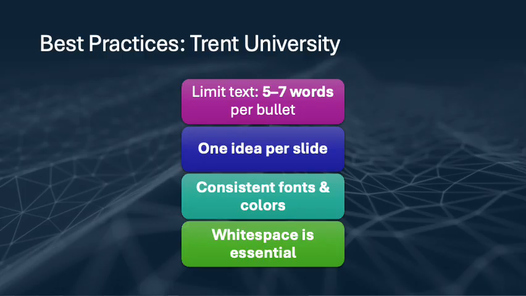Best practices. Trent University's academic communication guidelines give us 4 clean rules that apply directly to your major assignment 4 presentation. Limit text to 5 to 7 words per bullet point. That's a tight constraint, but it forces you to distill each point to its essence and trust your narration to do the explaining. 1 idea per slide. This is perhaps the single most important rule in this whole presentation. If you find yourself writing a second point on a slide, ask whether it deserves its own slide.